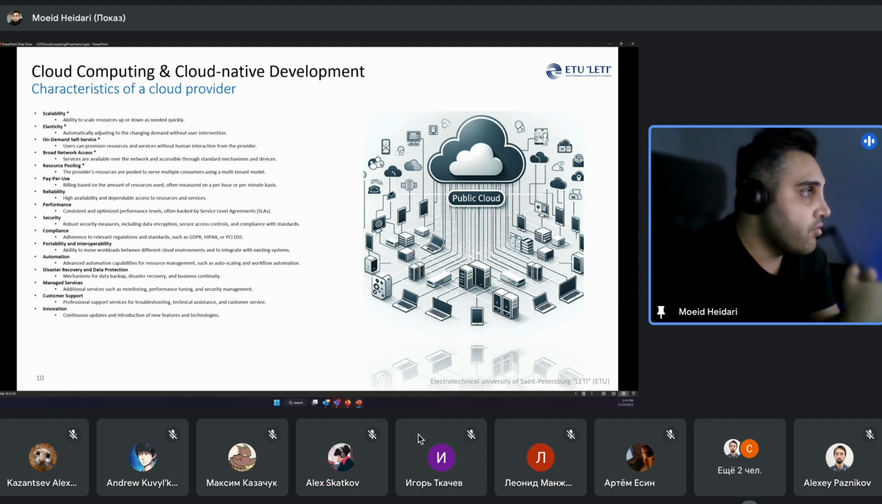So GDPR is a very commonly used regulation for data management and security, and the compliance things. Portability and interoperability is very important also. It's about the ability to move workloads between different cloud environments.